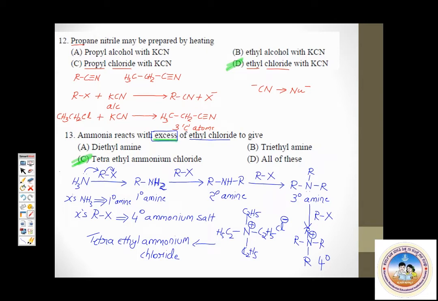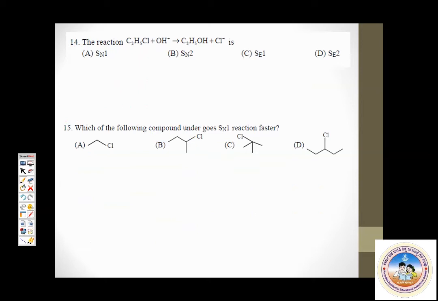Question 14. You have a reaction given here. You have to identify which mechanism is applicable for this reaction. This is a very easy question, because you know, for SN1 reaction, the order of reactivity is tertiary greater than secondary greater than primary. Whereas for SN2, it's just the opposite. Primary greater than secondary greater than tertiary. Okay, so let's now check out what type of alkyl halide is the given alkyl halide. The given alkyl halide is ethyl chloride, CH3CH2Cl.